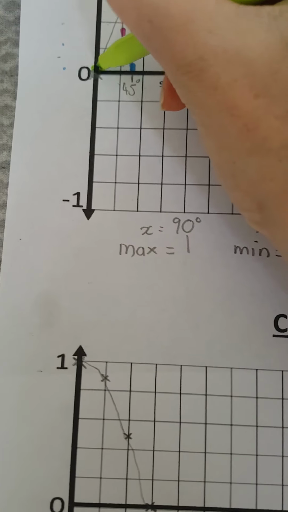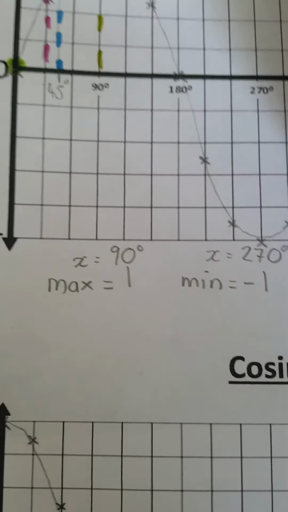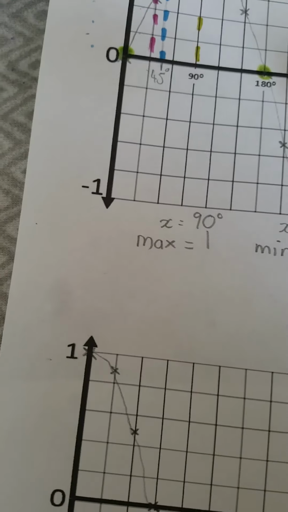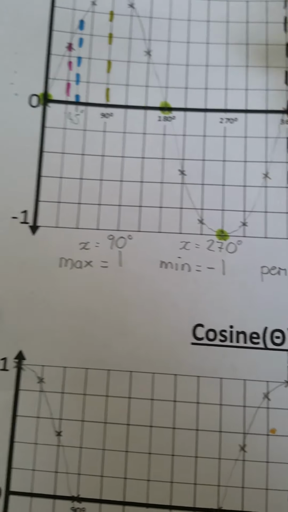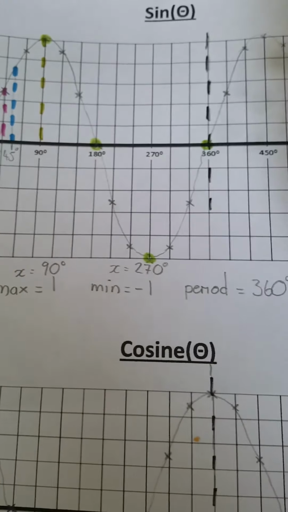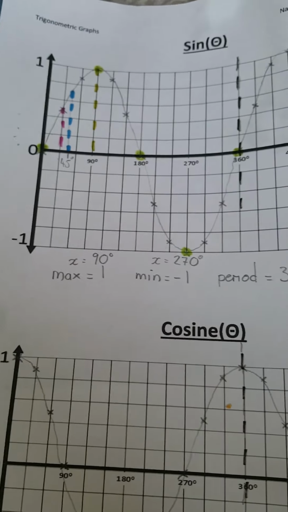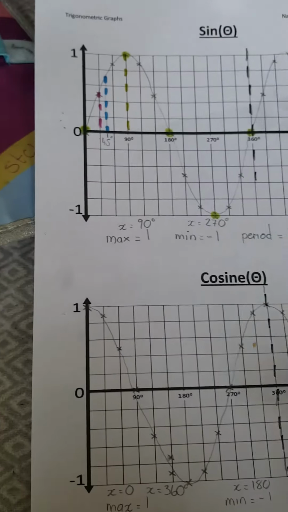Important points to note: the sine starts at 0, 0. That point there I'm putting in green. It's got a maximum value there at 90, 1. It goes through 180, 0. It's got a minimum value at 270, minus 1, and it goes back to 0 at 360 degrees. So I'm going to write these coordinates into a table here.